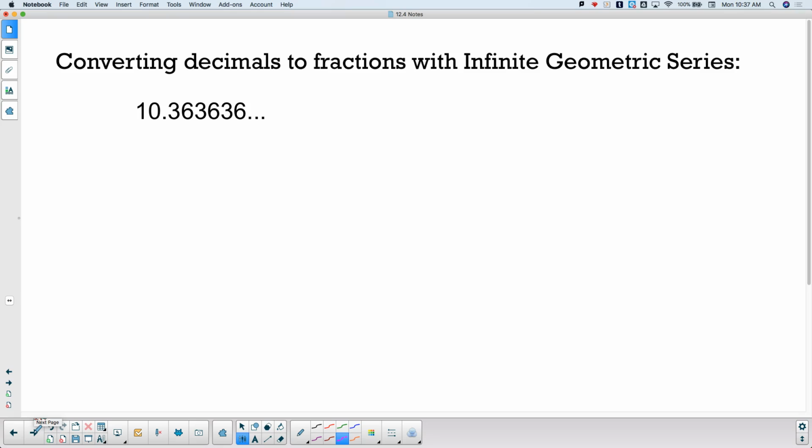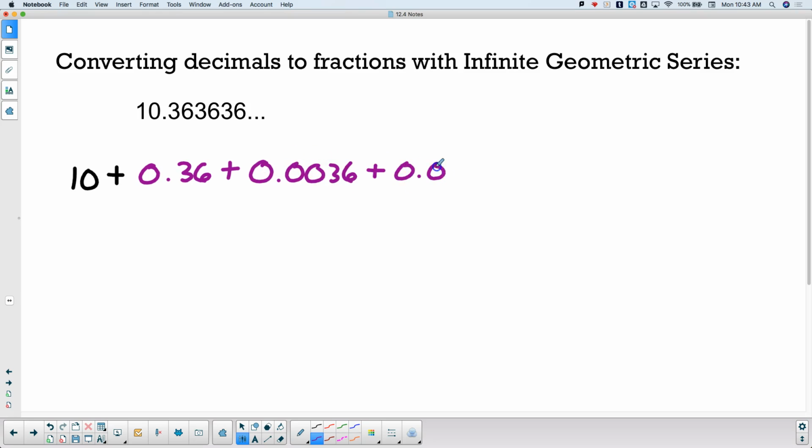Now I want you to convert that number into a fraction. All right, so I'm going to set the 10 aside for right now. And then what I'm going to look at is 0.36 plus 0.0036 plus 0.000036, and so on and so forth.